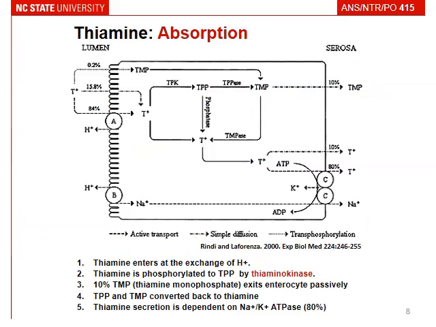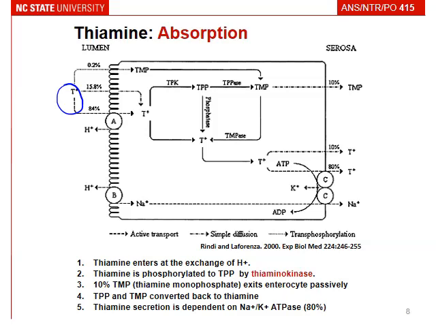So here's a summary of thiamine absorption. You can see we have our thiamine right here. If we have it in the form of thiamine monophosphate, so that's what MP stands for, monophosphate, about 0.2% of our thiamine enters as thiamine monophosphate. So we cleave off one of the phosphate molecules, so we get monophosphate.